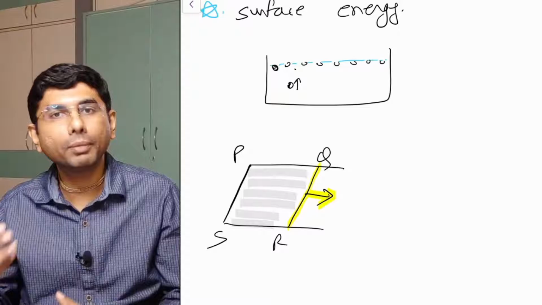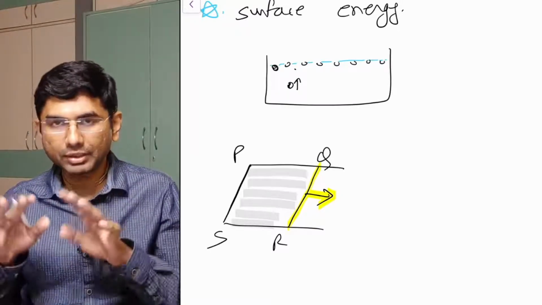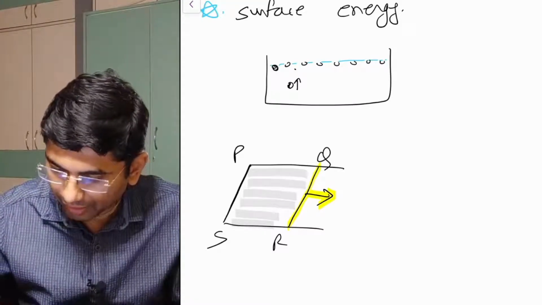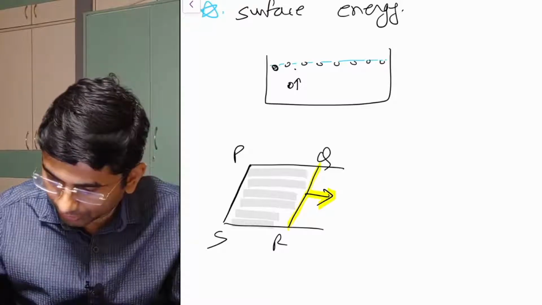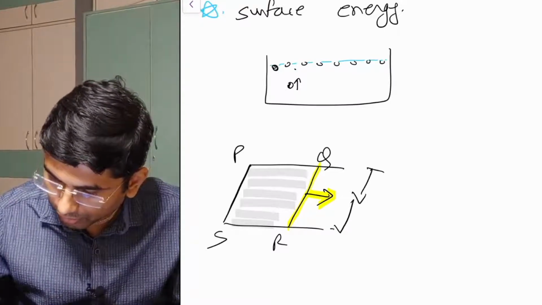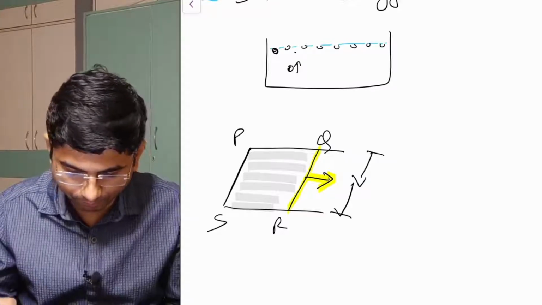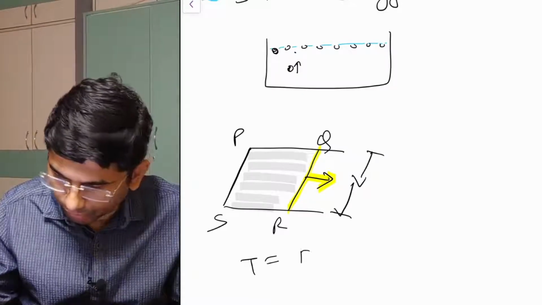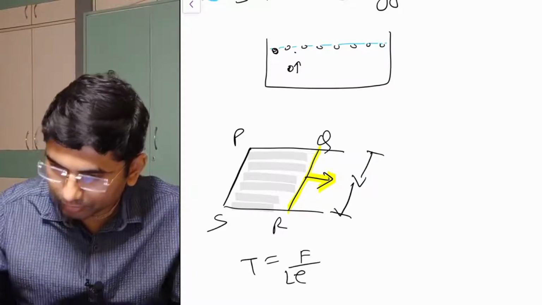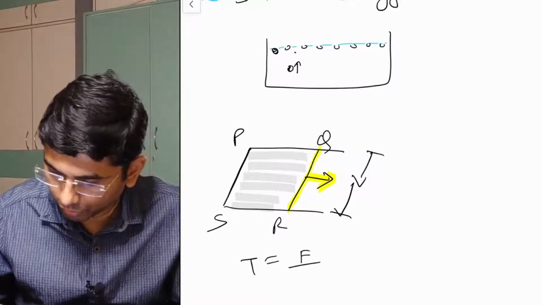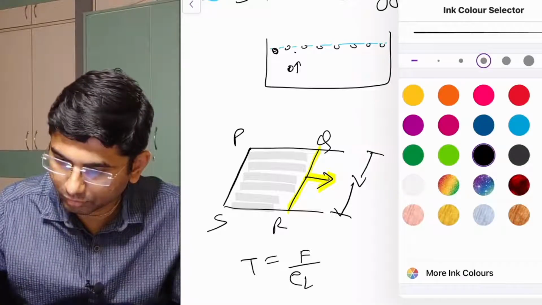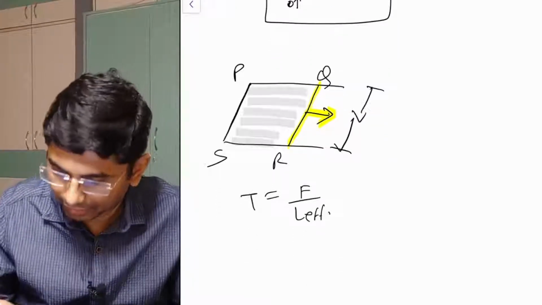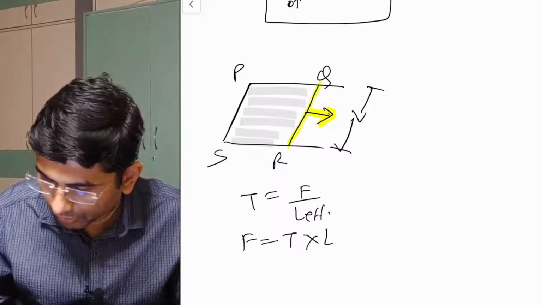For shifting it I need to apply some kind of force. If I just see the initial case, when the surface film is being created on this length L, if the length of this part RQ is L, and the surface film has some tension, then tension is equal to force upon effective length. And in that sense we can find out force is equal to tension into effective length.